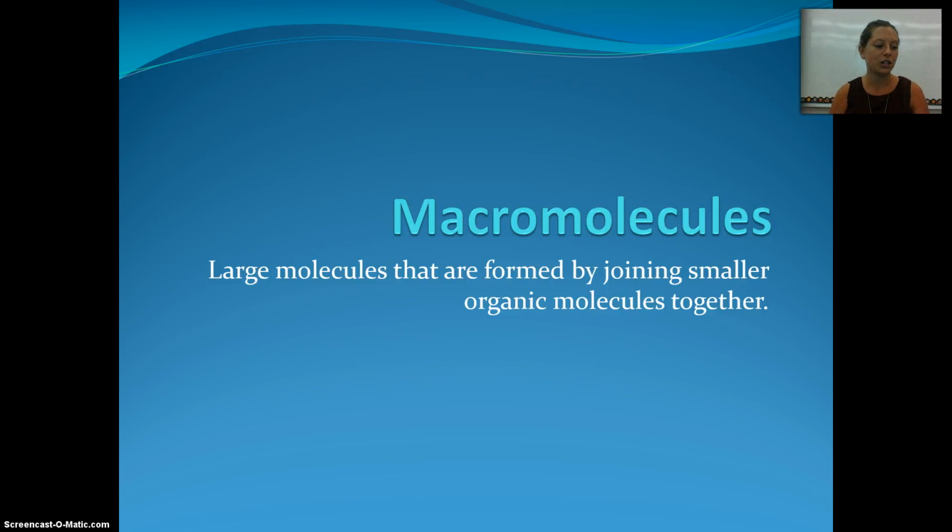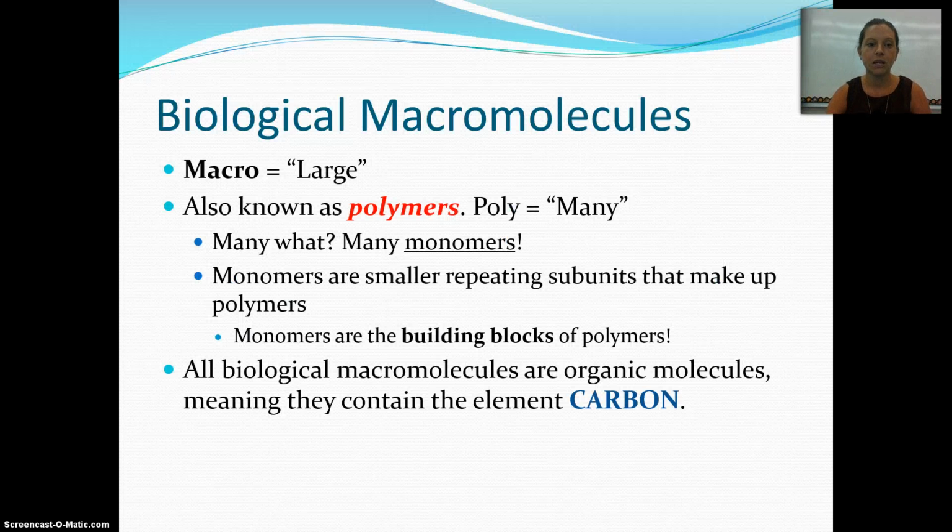Okay, so there's your definition. That goes in the box in the middle. Macromolecules are large molecules that are formed by joining smaller organic molecules together. So they are small subunits put together to form these very large molecules. So that's what macro means. Macro means large. So macromolecules are also known as polymers. So that goes in the middle box there.